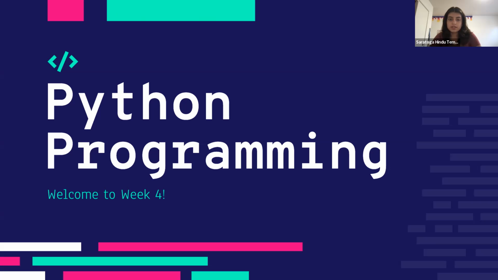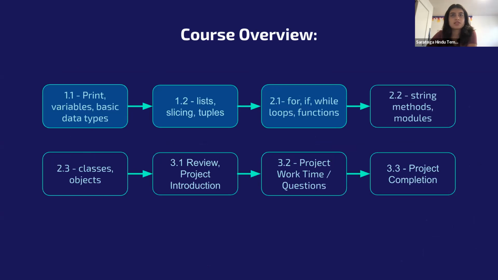Okay, we'll go ahead and get started. Hi everyone, welcome to week 4 of Python programming. So again, this is our course overview. We started off with print statements, variables, and data types. Then we went over lists, slicing, tuples, and then last week we did for loops, if statements, while loops, and functions. And then today we're going to go over string methods and modules.